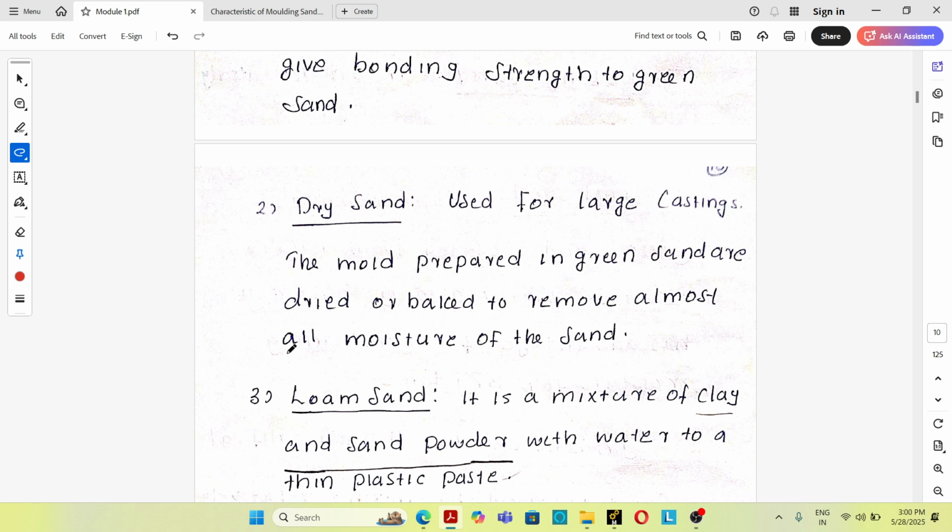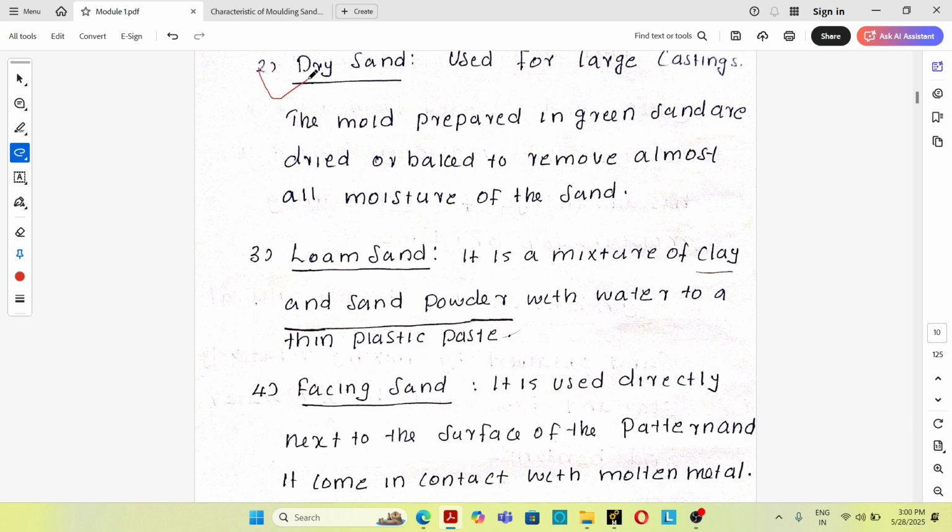Third one is loam sand. Loam sand is basically seen in paste form. It is a mixture of clay and sand powder with water to a thin plastic paste. So loam sand is seen as a paste form. It is a mixture of clay and sand powder with water.